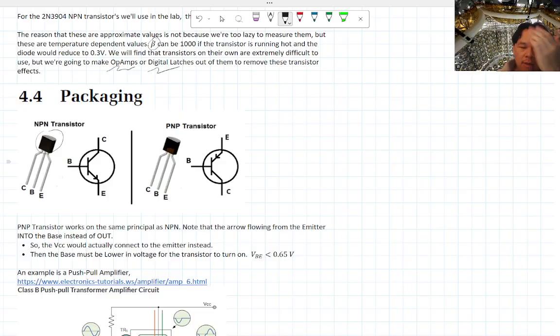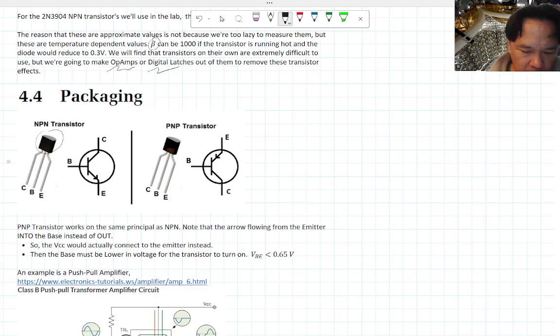Okay. And the way you want to read this is that you want to look at it from the flat side, and the legs are always going to be collector, base, emitter. Sorry, you want to look at the flat side. Collector, base, emitter. It's always going to be that. Okay.